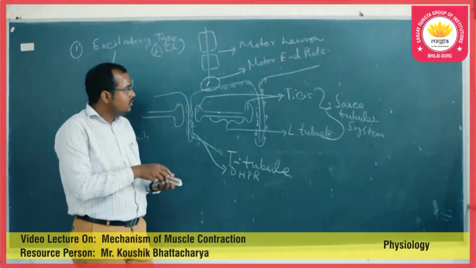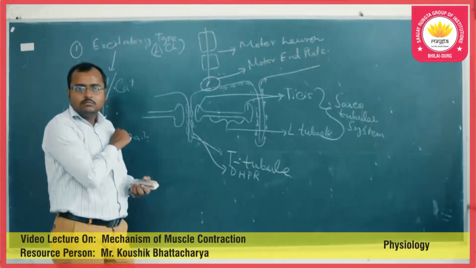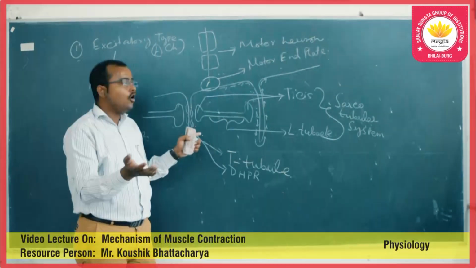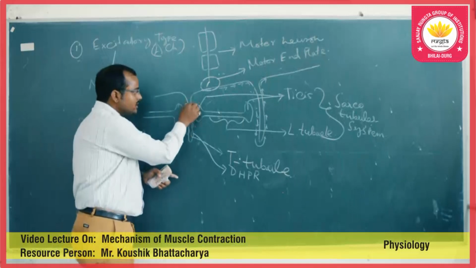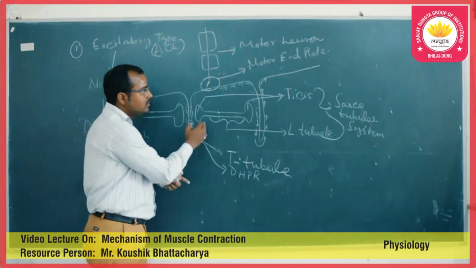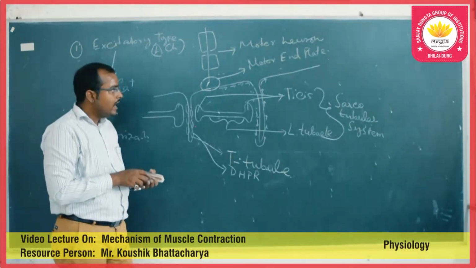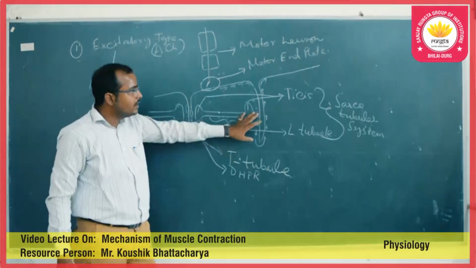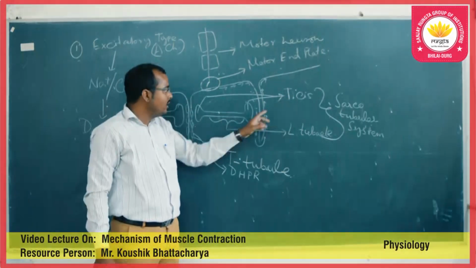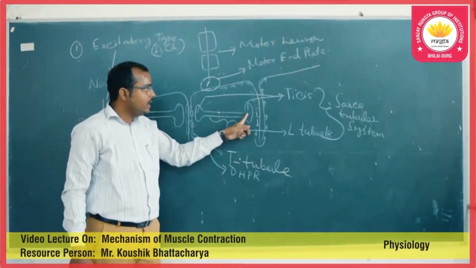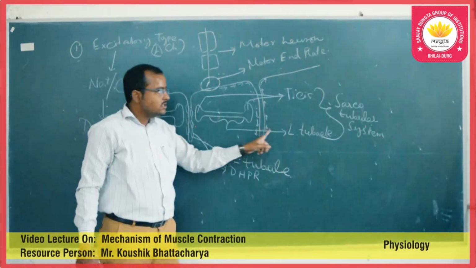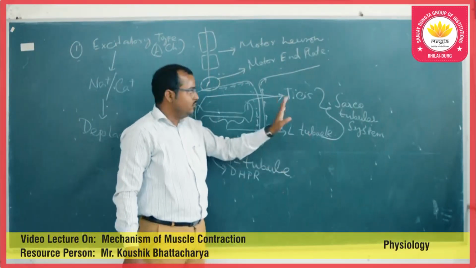Right? So these are the sarcotubular system, and these sarcotubular systems are present on both sides of the T-tubule. See, this one is the T-tubule, and on both sides of the T-tubule is the sarcotubular system, right? And this sarcotubular system has mainly two different structural components. The first is the terminal cisternae, and the second one is the longitudinal tubule, right?